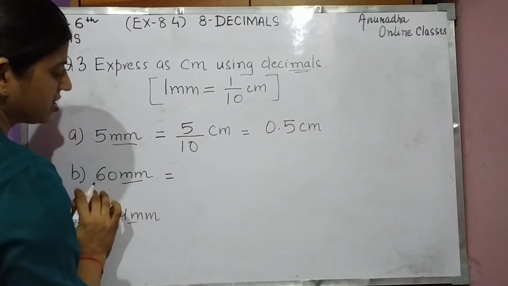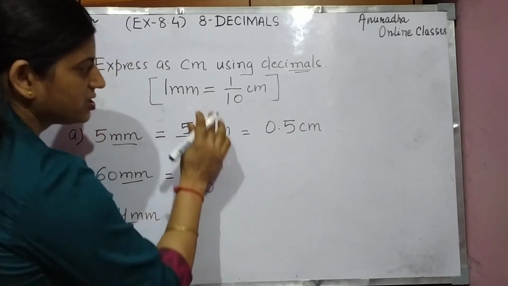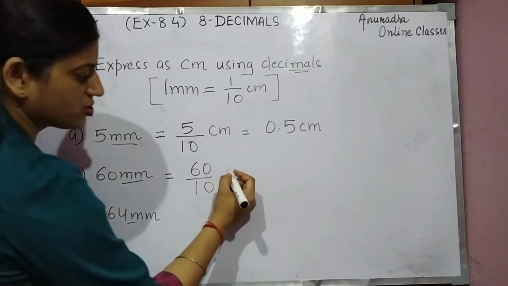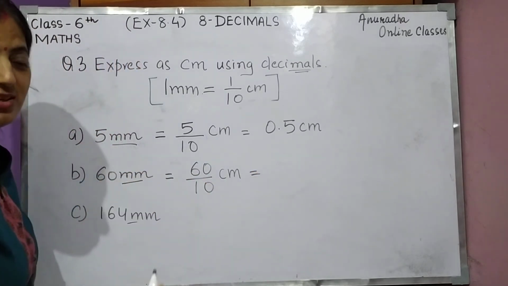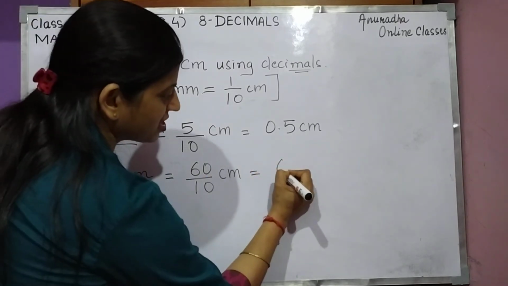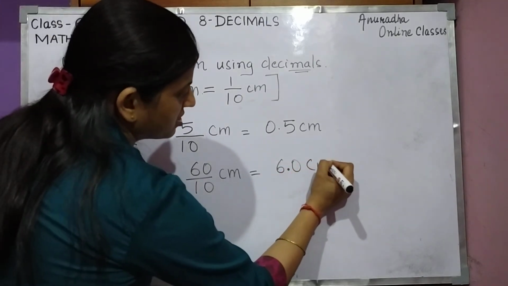Let's come to the B part. This is what? 60 millimeter. तो आप क्या लिखेंगे? 60 divided by what? 10 millimeter to centimeter change करना है. अब ये centimeter बन गया. Now change it into decimal. 60 tenth, that means 60 and this is point here. So this is equal to centimeter.